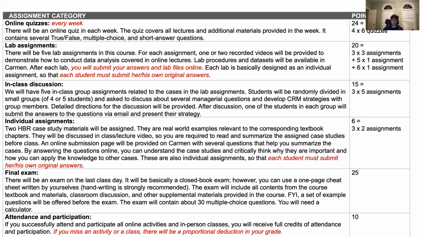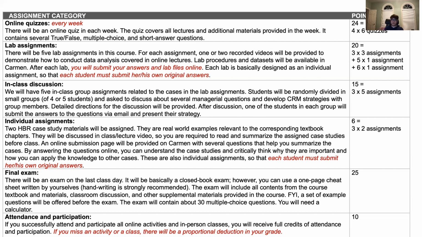Third, in-class discussion. As I introduced, we will have 5 in-class group assignments related to the cases in the lab assignments. And students will be randomly divided into small groups of 4 or 5 students and asked to discuss several managerial questions and develop CRM strategies with group members. Detailed directions for the discussion will be provided. And after the discussion, 1 or 2 of the students in each group will submit the answers to the questions via email and present their strategy.